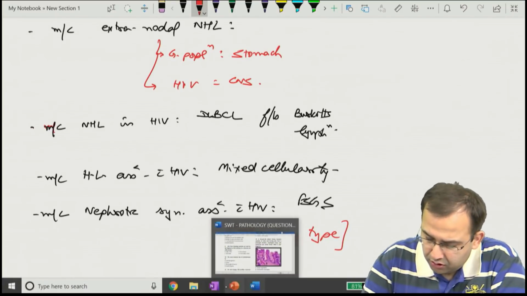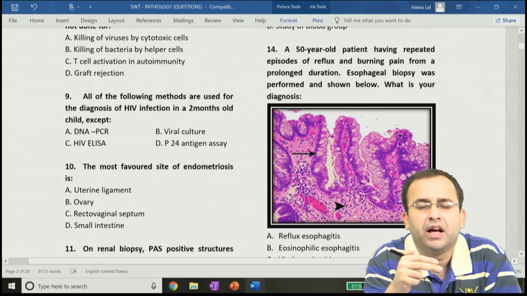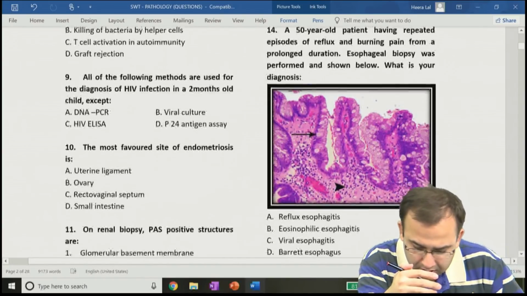So which test should not be used in a 2-month-old child? ELISA, because antibodies can cross.